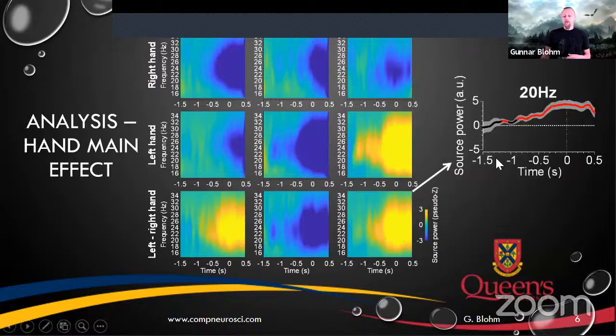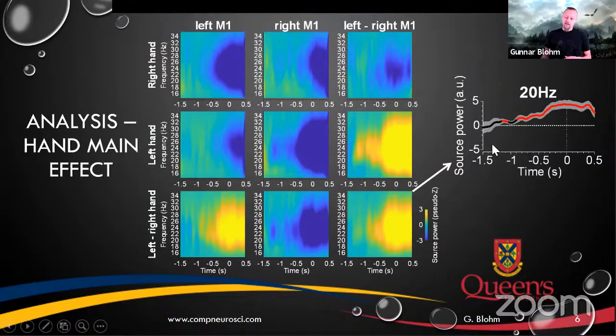And we can then time resolve that a little bit differently here by just looking at the 20 hertz beta band activation and asking when that becomes significant. And you can see that very early on, prior to movement onset, there is evidence for hand information being coded in primary motor cortex.